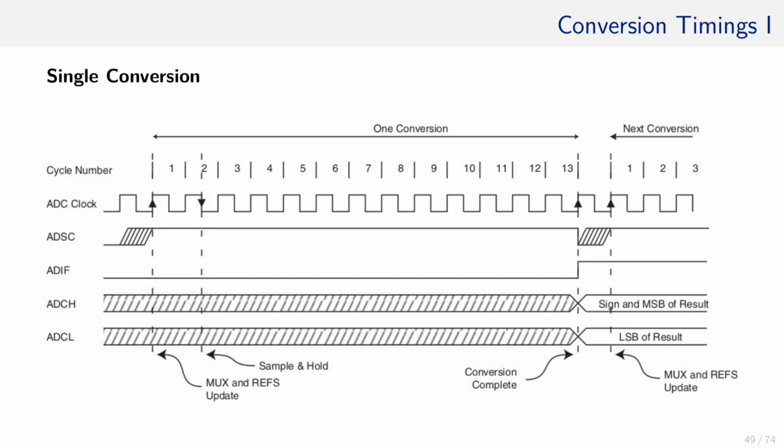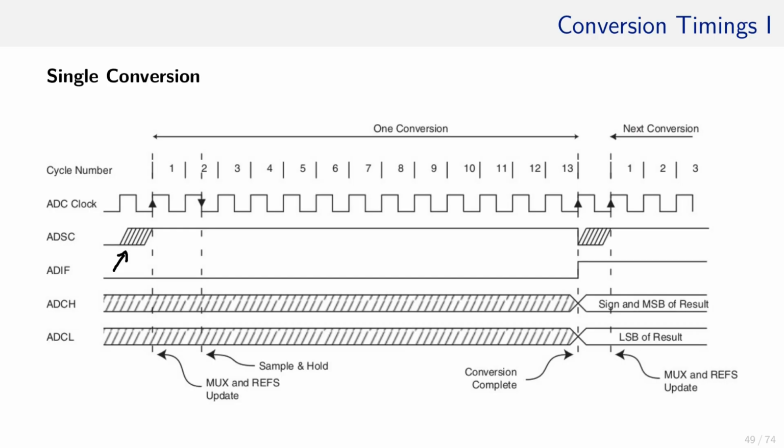How long does it take to sample one value? Well, a single conversion takes 13 clock cycles before the result is available. As you can see here, sometime in the previous clock cycle, ADSC has been set. The next positive clock updates the MUX and REFS settings. That means that even if you change the MUX or REFS settings somewhere during the conversion, the new values only become available once the next conversion starts.